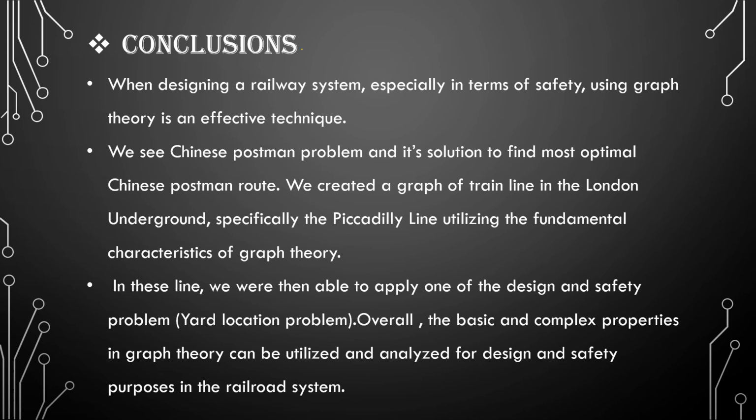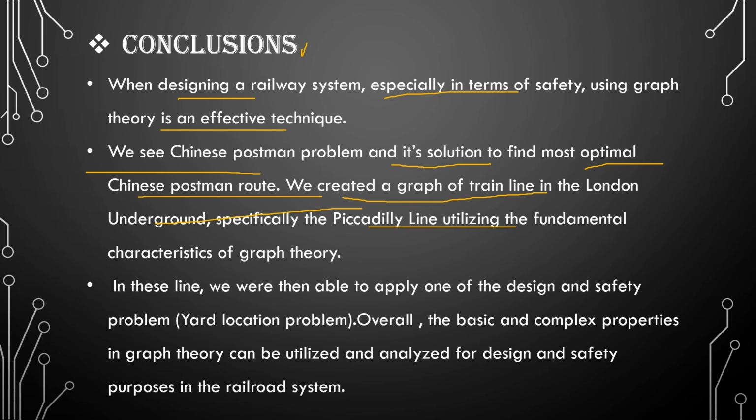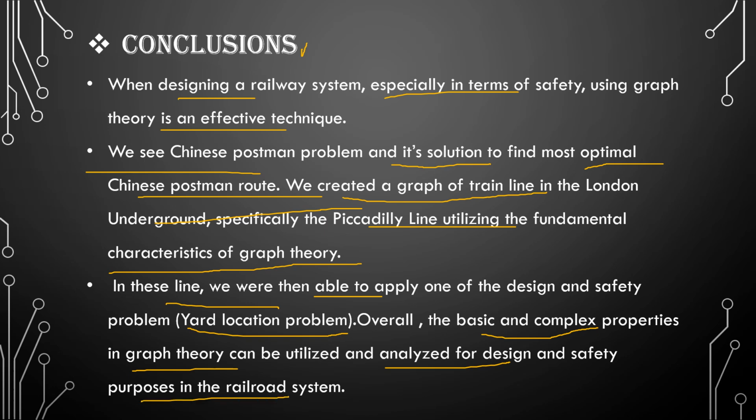So we move towards the conclusion part. When designing a railway system, especially in terms of safety, using graph theory is an effective technique, as we see with the Chinese postman problem and its solution. To find the most optimal Chinese postman route, we created a graph of a train line in the London Underground, specifically the Piccadilly line, utilizing the fundamental characteristics of graph theory. In this slide, we were able to apply one of the design of safety problems, the yard location problem. Overall, the basic and complex properties of graph theory can be utilized and analyzed for design and safety problems in the railroad system.